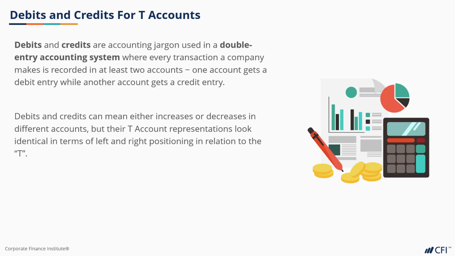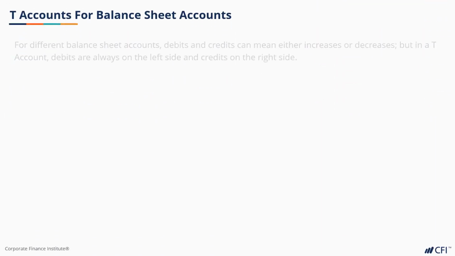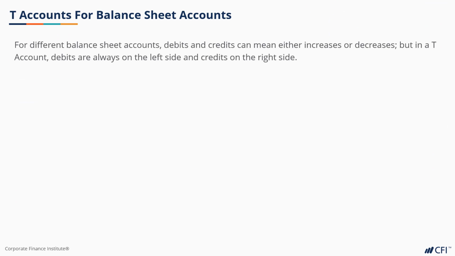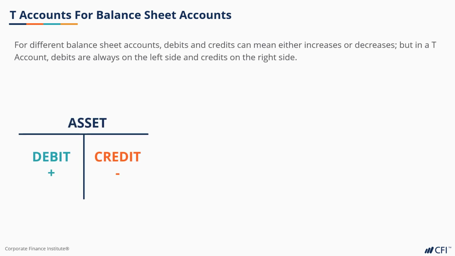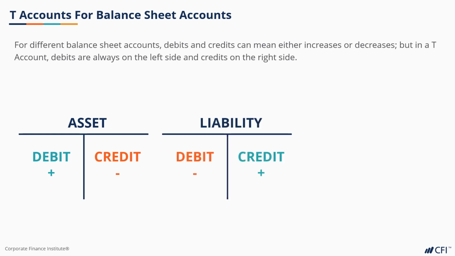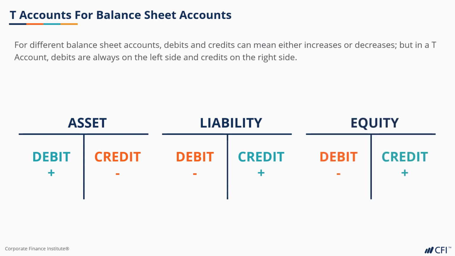On the balance sheet, debits and credits mean different things for different types of accounts. Let's look at what we mean in closer detail. On the asset section of the balance sheet, debits represent an increase in value and credits a decrease in value. For liabilities, it's the opposite. Debits represent a decrease in value and credits an increase. And in the third section, the shareholders' equity portion, debits represent a decrease and credits an increase.